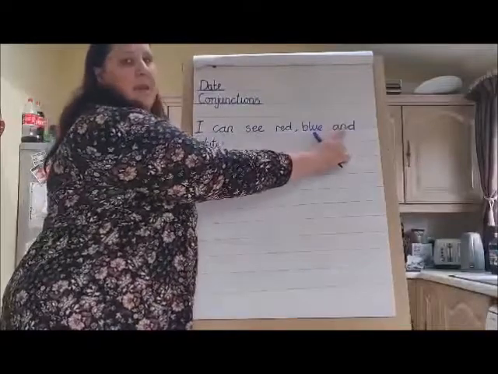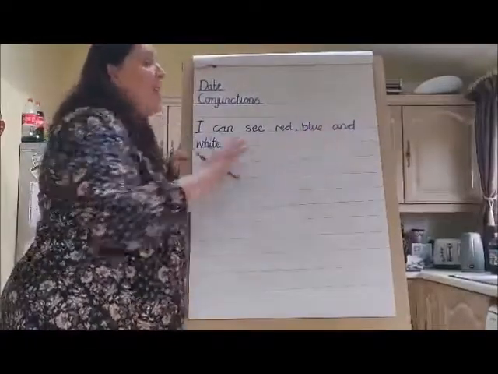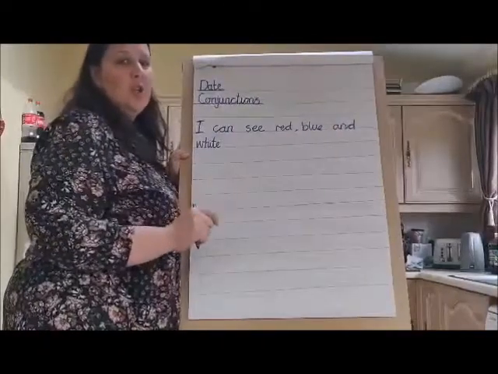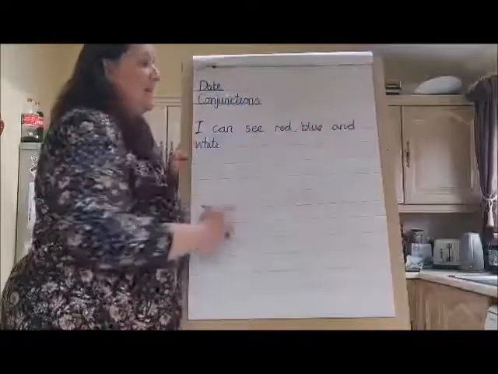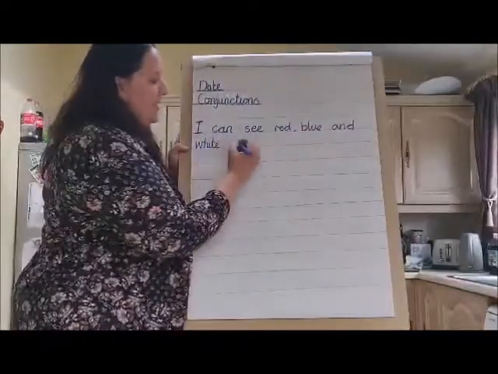I don't need a comma here because instead of the comma I'm using the word and. And this and here is not a conjunction. We're not using it as a conjunction. We're using it in a list. I can see red, blue and white decorations.